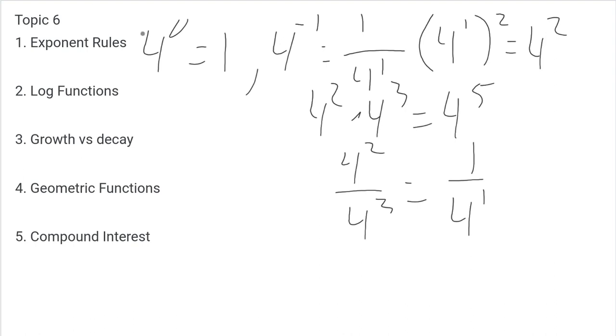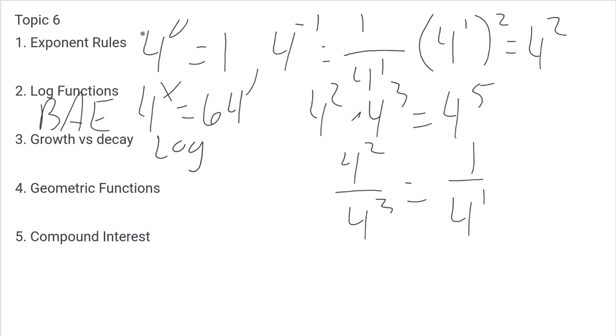Log functions was base. So that meant if I had 4 to the x equals 64, that means log of my answer over log of my base equaled my exponent.